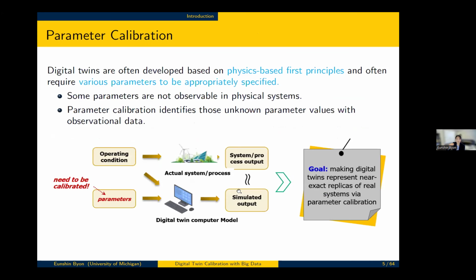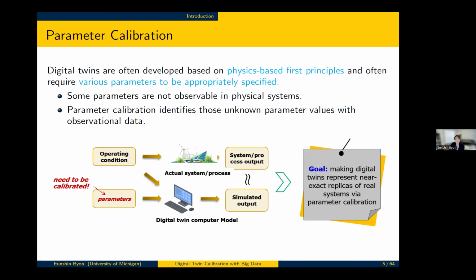So there could be many different digital twins, and this research focuses on the parameter calibration in digital twins. There could be different types of digital twins. Some digital twins are constructed purely based on data-driven approaches like machine learning models or deep learning models. Other digital twins are developed based on physics-based first principles. And in this research, we focus on these physics-based digital twins.